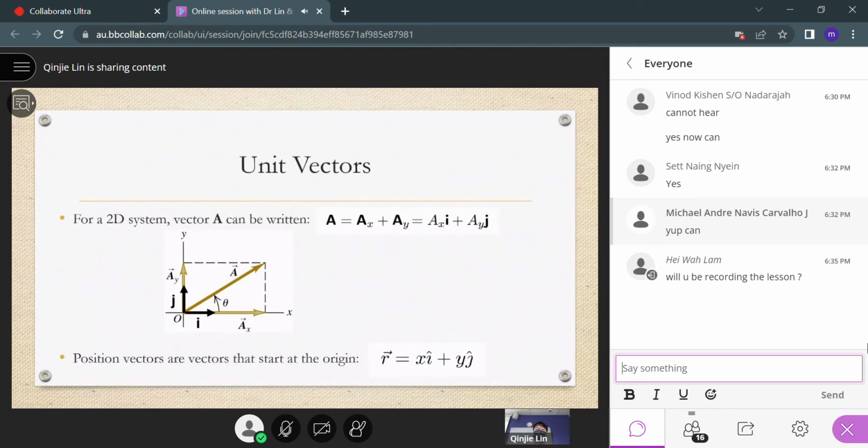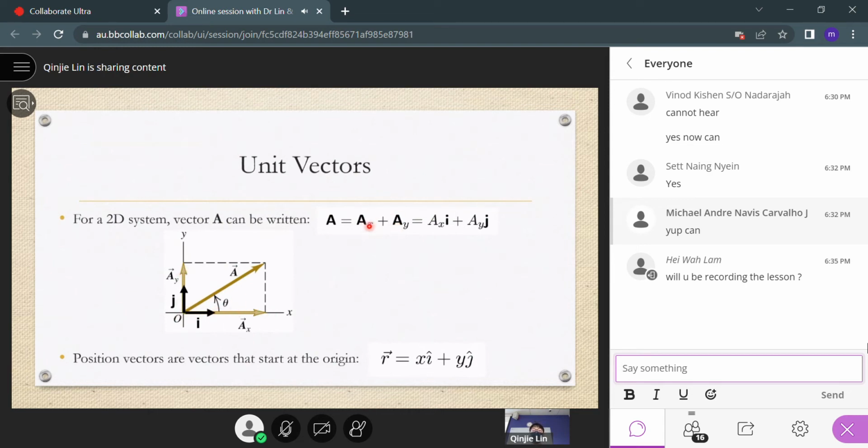So for a 2D system, that means planar system, that means flat. We only have X and Y. This vector, the same vector we have seen just now, can be written as A equals AX plus AY. Just now we split them out, remember? One is AX, one is AY.